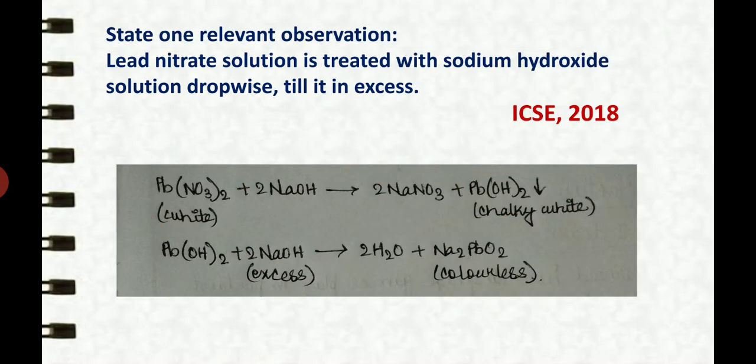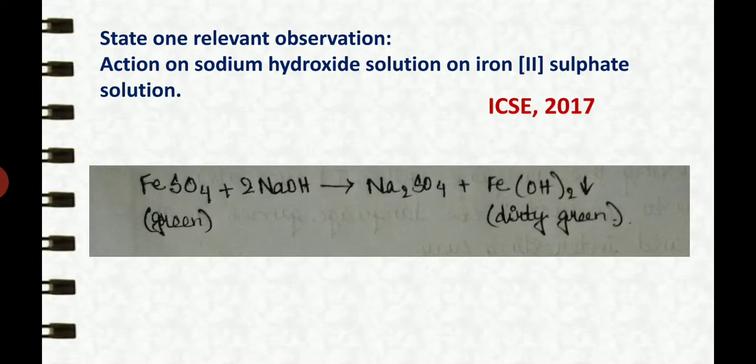In those two videos on analytical chemistry, I have discussed all these equations in detail. So just go and watch those videos. So again I am repeating, when NaOH, that is sodium hydroxide, is added drop by drop to white lead nitrate, then sodium nitrate will be formed, and along with it a chalky white precipitate of lead hydroxide. And when that same sodium hydroxide is added in excess to the lead hydroxide, then a colorless solution of sodium plumbite Na2PbO2 will be formed. Clear? Now the next question is from 2017 ICSE.